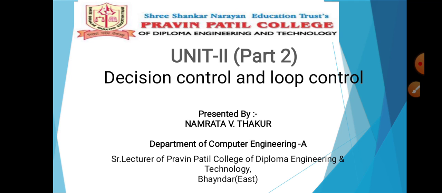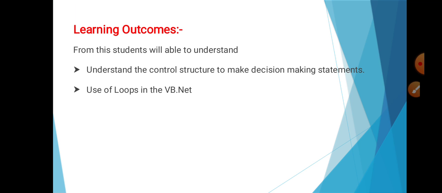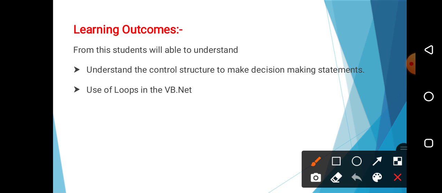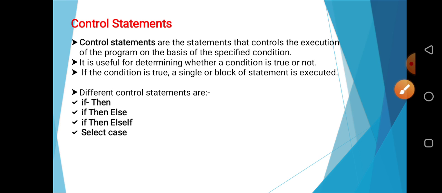Let's start the second part of Unit 2. I have already uploaded Part 1 of Unit 2. Kindly go through it to revise your concepts. Students, your Unit 2 is all about decision control and loop control. By watching this video, you will be able to understand the different control statements and loops available in VB.NET and how to use them for developing applications. So let's start with the different control statements first.